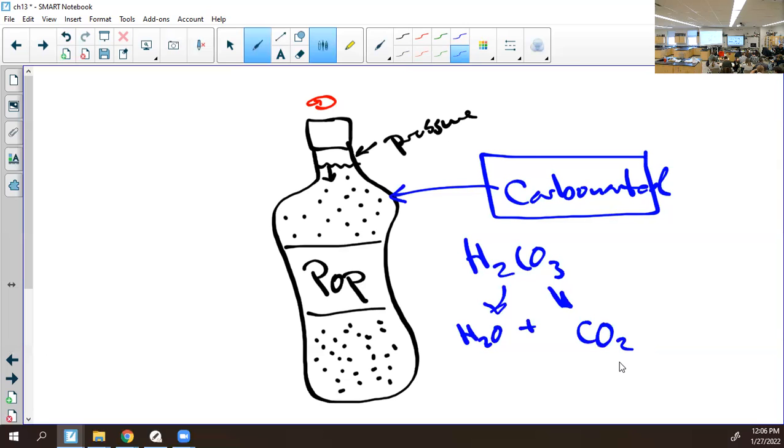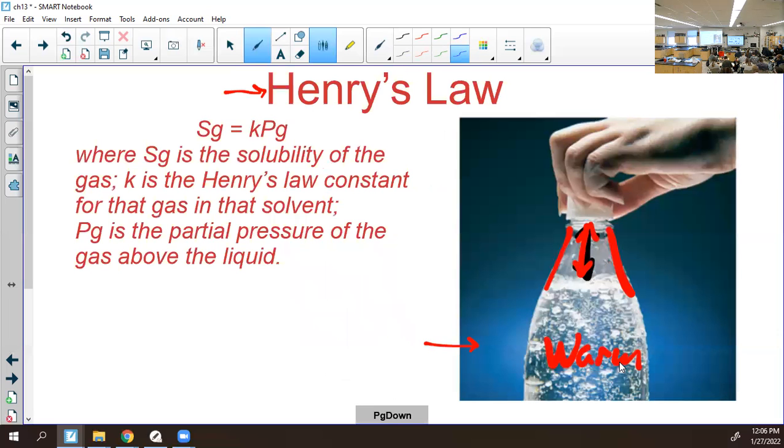Kind of cool science that applies to those of you that share a love for carbonated beverages like myself. All right, what we've been talking about is Henry's law, which is not mathematically tested. So you don't need the equation. You do need to know Henry's law.